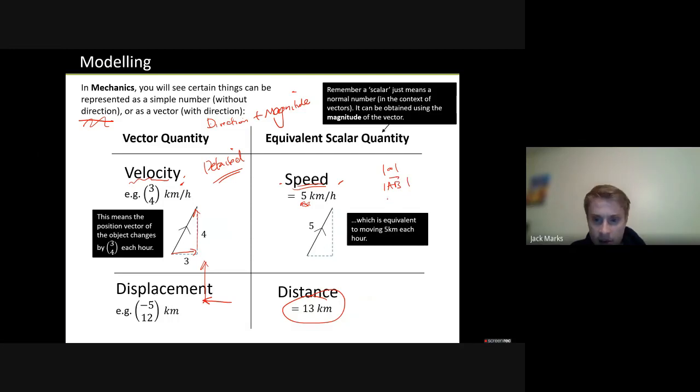you need to be on the lookout for words, for example, when people say speed. If they say speed, you'd need Pythagoras as well. So all of these would be scenarios to use Pythagoras with vectors.